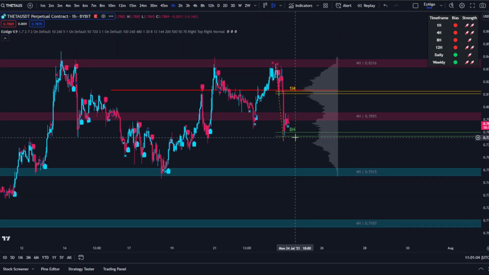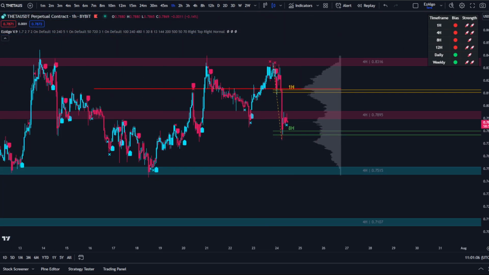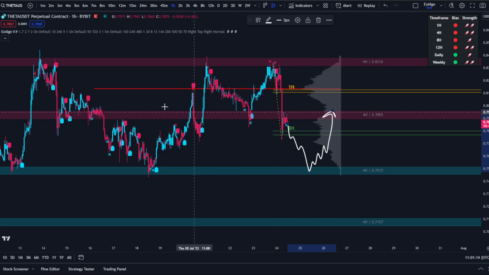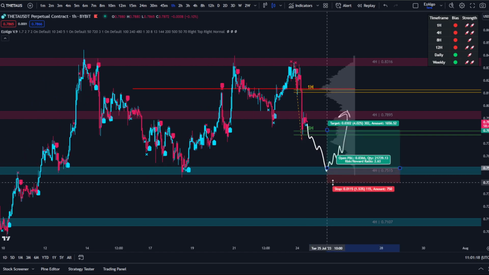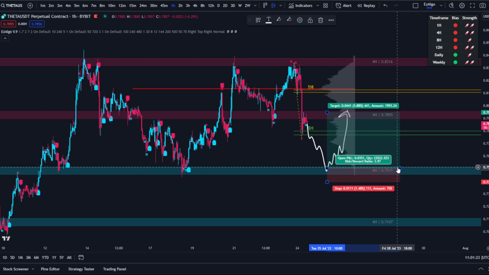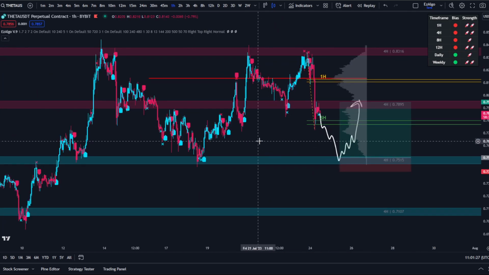I can tell you just from looking at the chart right now, if Theta's price were to come down to this 4-hour support zone, I'd be looking to take a long, and I can almost guarantee that there will be some sort of reaction at this level, and that would be your long trigger. Obviously, wait for some sort of reaction, and then you can target the next 4-hour resistance level. So that is kind of how you use these higher time frame support and resistance zones.